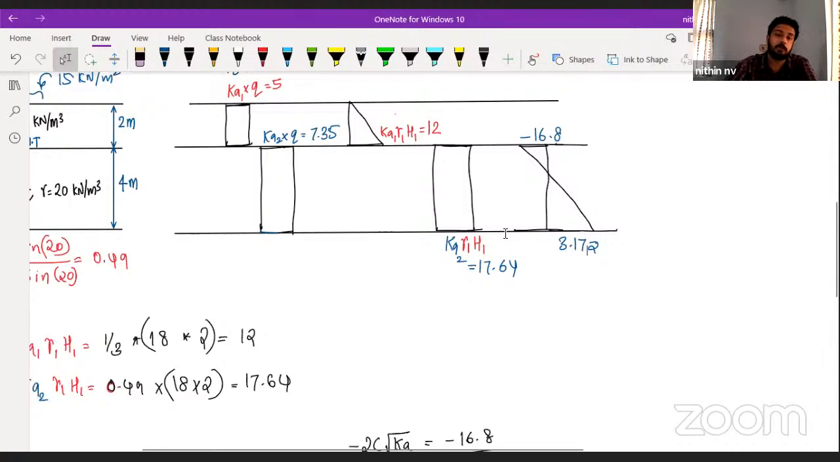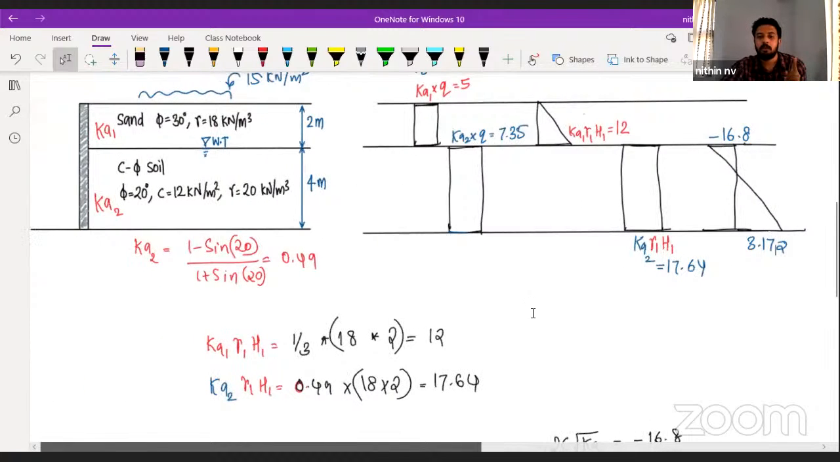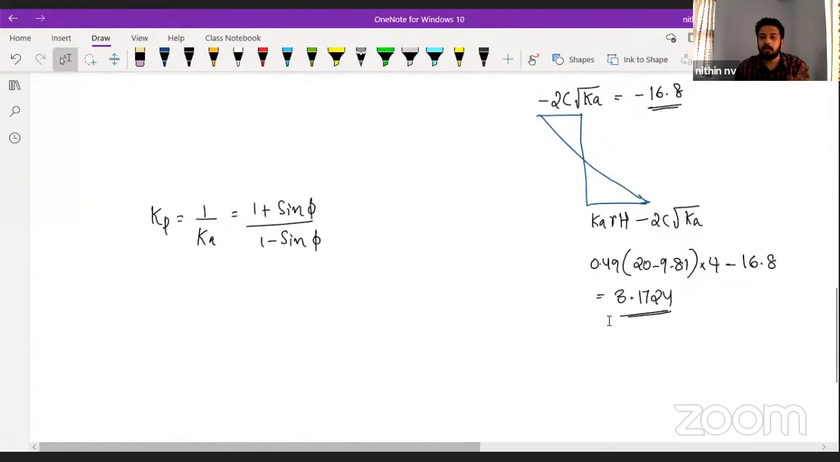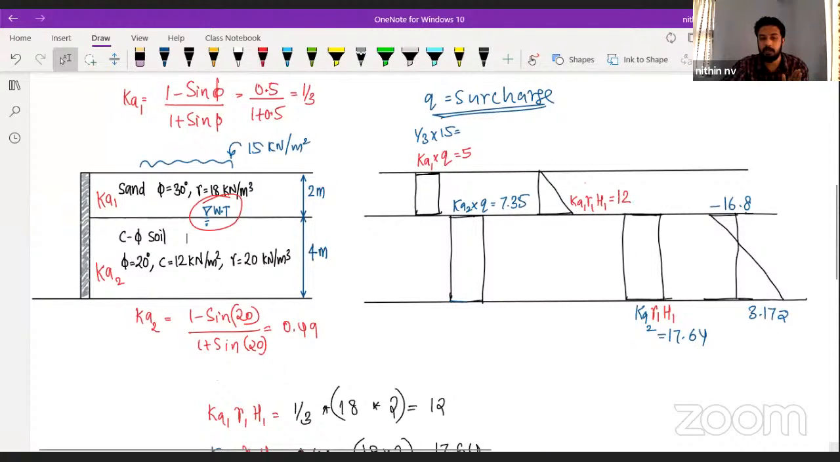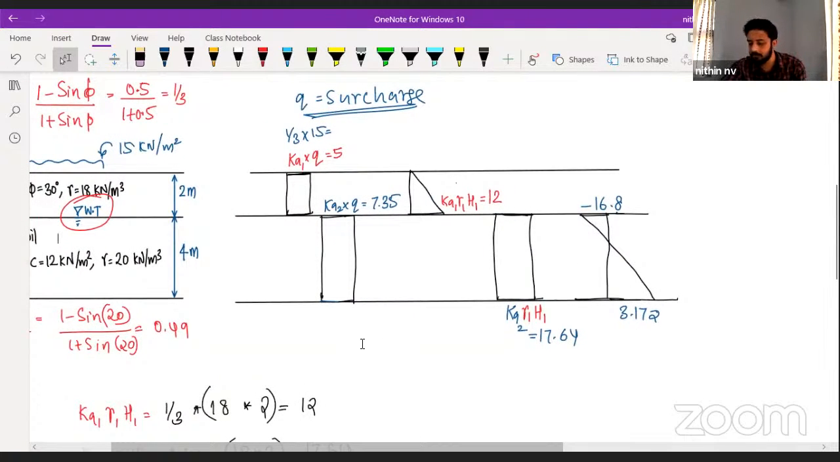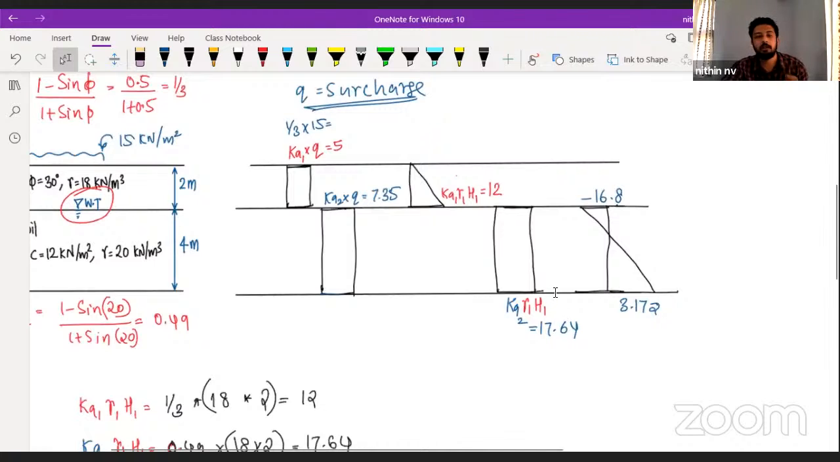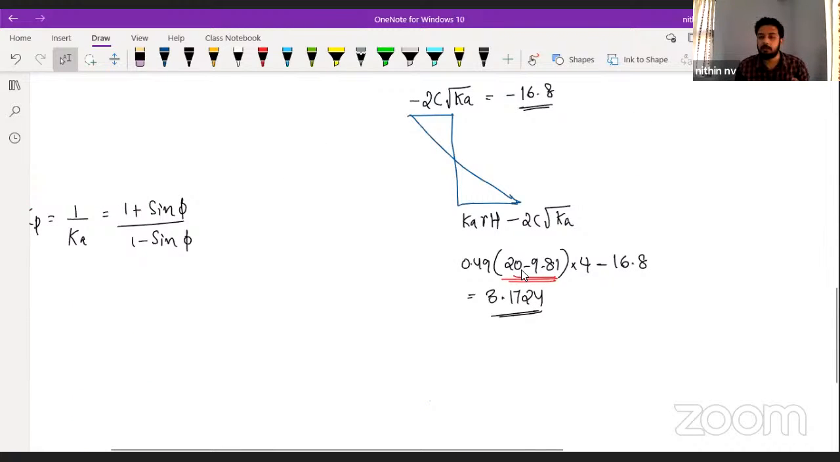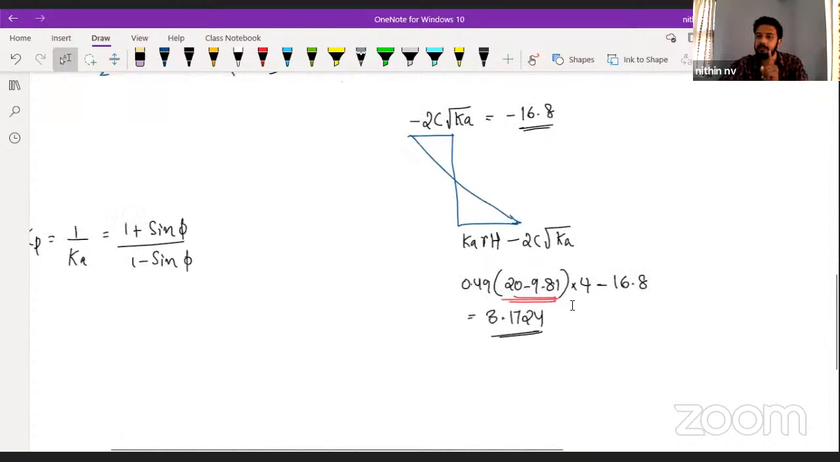Very good. We also have to take the effect of water. See, the effect of the water table will come in two places. One is while taking the gamma value, we have to consider the submerged value below the water table. If the water table was not there, in this equation only 20 would come, and minus 9.81 would not come. Now, since the water table is there, this is one change.